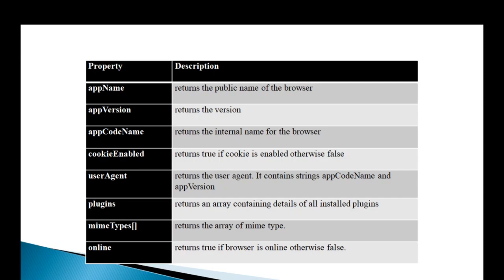appCodeName returns the internal name of the browser. cookieEnabled returns true if cookies are enabled, otherwise false. userAgent contains a string with the app code name and version. It returns the app code name and app version, that is, the name of the browser and the version of the browser. plugins returns an array containing details of all installed plugins. mimeTypes returns an array of MIME types. onLine returns true if the browser is online, otherwise false.